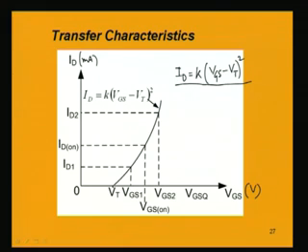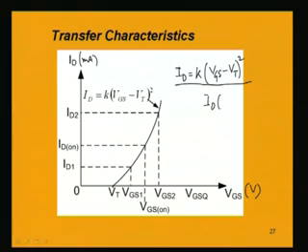Now, another point can be obtained from the specification of the MOSFET given in the data sheet, because generally in the data sheet they give ID on and VGS on values. That means, these are the measured values for the drain current and the gate to source voltage when the MOSFET is in on condition or in the saturation region.